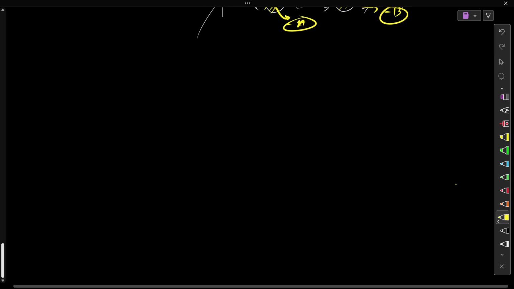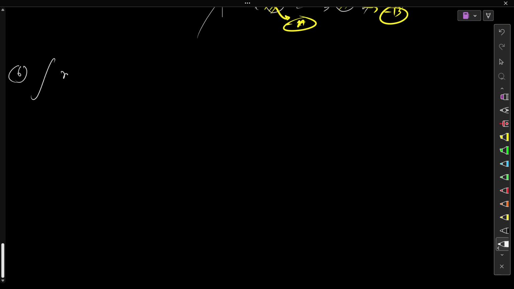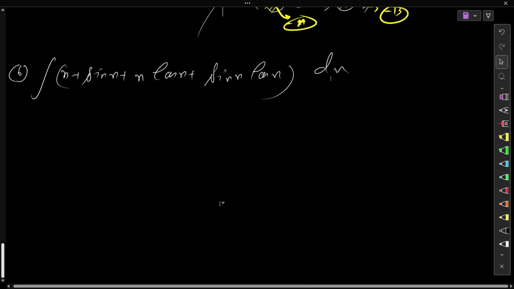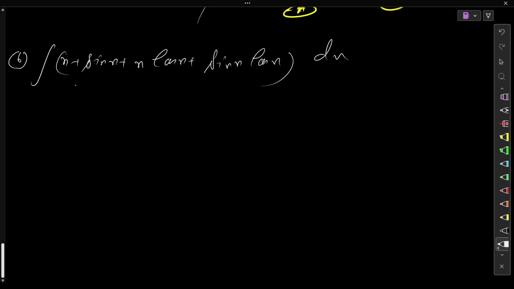Okay, next. Next is to evaluate question number 6, that is the integral of (x plus sine x plus x cosine x plus sine x cos x) dx. Okay, all right, so in this question, what I'll do is take it as the integral of (x plus sine x) dx, plus, I'll apply the uv method.